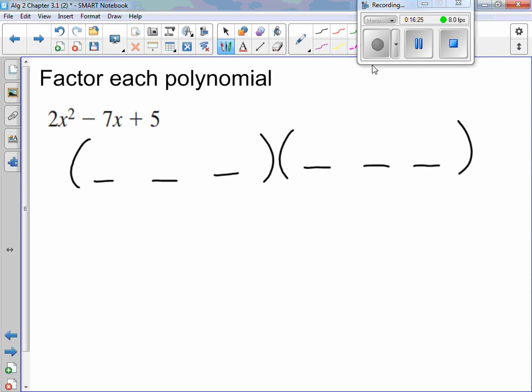What is the sign of our constant term? Positive. So the signs are the same, and they match the sign of the middle term, which is negative. So they're both negative. The signs are the same, and they match the sign of the middle term. So they're both negative.